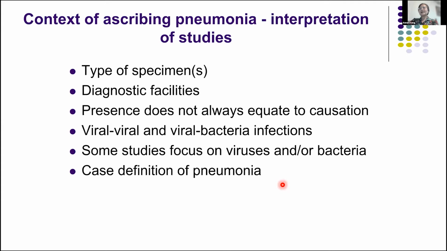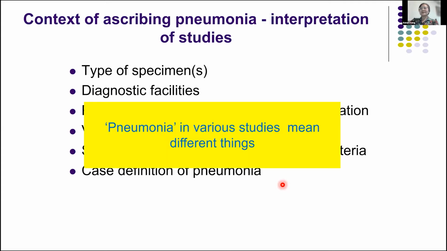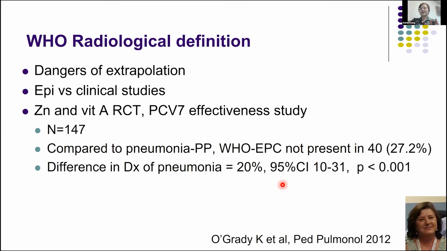And then there's also the case definition of pneumonia. So pneumonia in various settings means different things. So when you read about the studies of pneumonia, just be careful about what they actually mean. I'll give you an example. This is a study by Carey and O'Grady. So this was a randomized controlled trial we did on vitamin A and zinc, 147 kids.